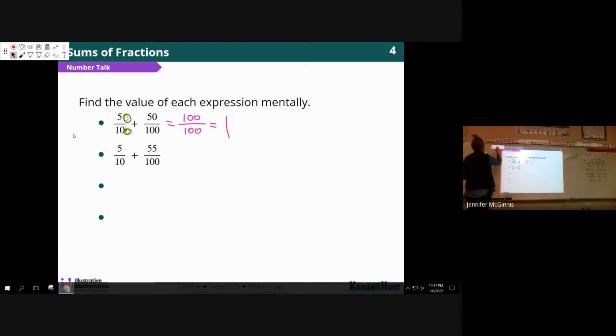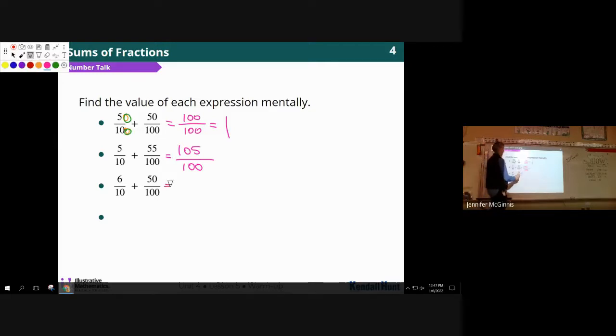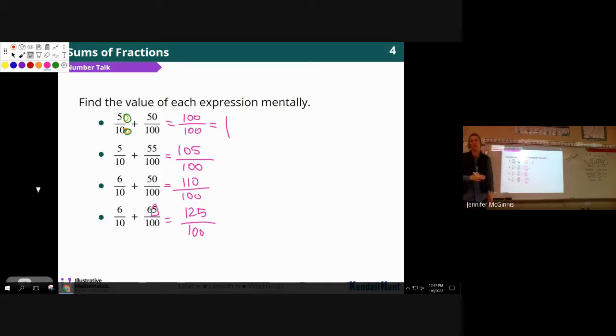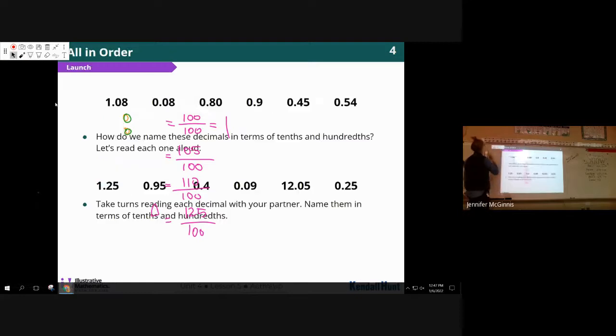Emma. 100. Who agrees with Emma? Hands all over town. That pen's being funny. Next. Gabe? It is 110. Who agrees with Gabe? Yeah. And finally, Cole? Good job keeping track of the 5 and the 1's place. Excellent. Everybody give yourselves 2 big claps. Good job. Here we go.